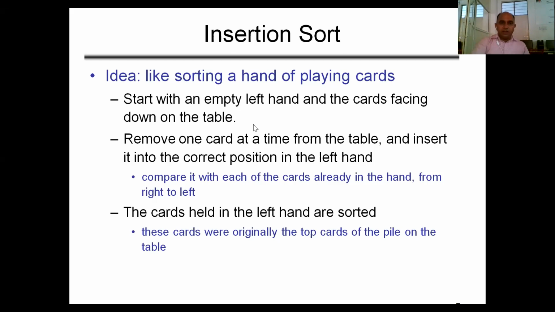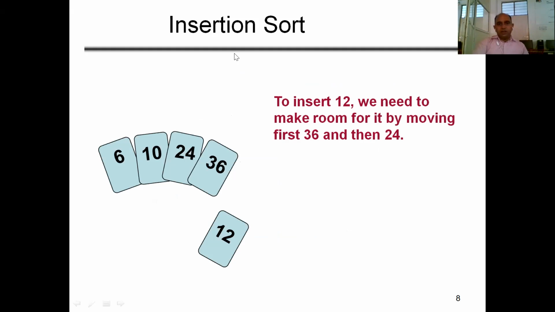The idea behind the sort, let's take a figure. You can see we want to sort these playing cards, and these playing cards are already sorted, and we want to insert 12 in between them. If we want to insert the playing card number 12 between this already sorted array, we have to make a space for 12. We know that the 12 will come after 10, so we have to make a space between 10 and 24.